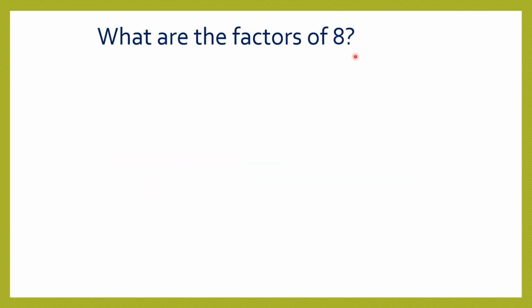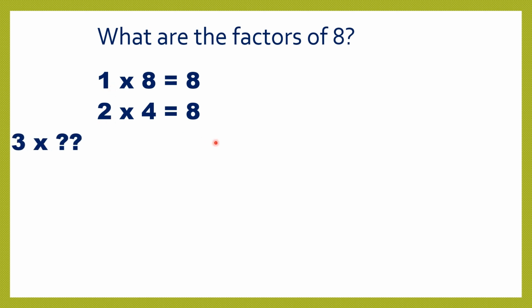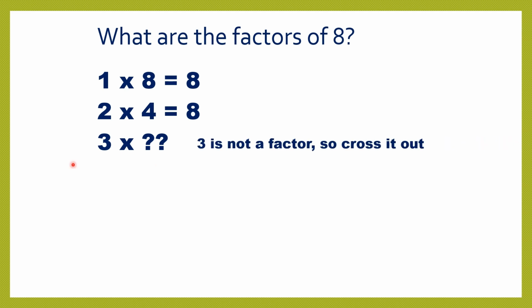Let's try and find the factors of 8. 1 into 8 will give us 8. So we started with 1. Now let's go to 2. 2 into 4 also will give us 8. Let's try with 3. We did 1 and 2. Now 3 into what will give us 8? Nothing, so cross it out because it's not a factor.